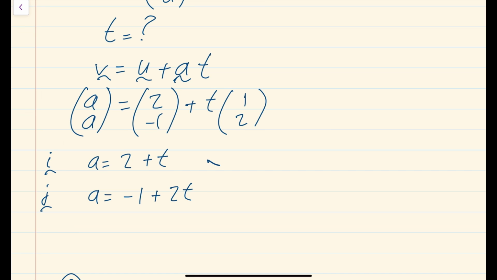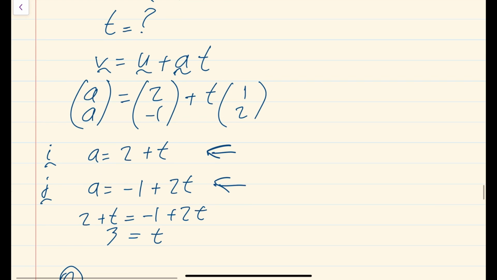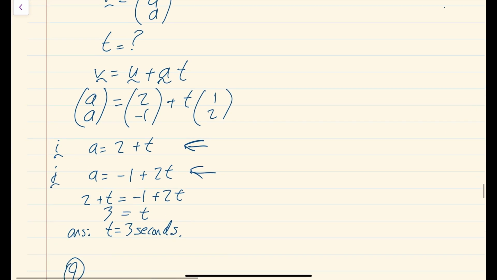So we've got a is equal to this, and a is equal to this, so let's just put them equal. So 2 plus t is equal to minus 1 plus 2t. Bring all the t's to the right-hand side, you'll have 2t minus t, so just t. Move all the numbers to the left-hand side, you'll have 2 plus 1, so 3. So your answer for part A, t is equal to 3 seconds. So at 3 seconds, they're moving parallel to each other.